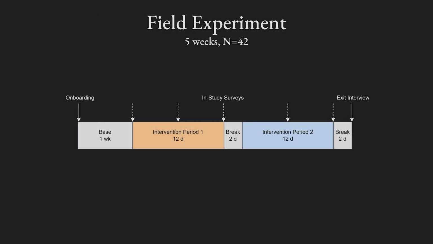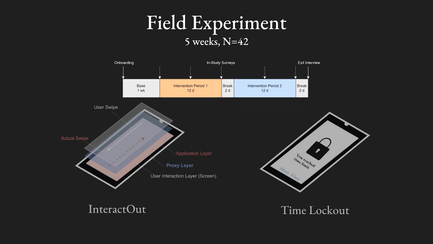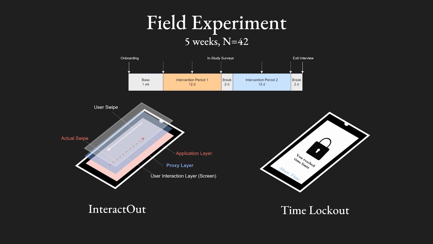We then conducted a 5-week within-subjects field experiment with 42 participants to understand how InteractOut influences smartphone usage and user receptivity in real-world scenarios. We compared InteractOut against one of the most common intervention methods, the timed lockout intervention, in which users are locked out of the app when the time limit is reached.